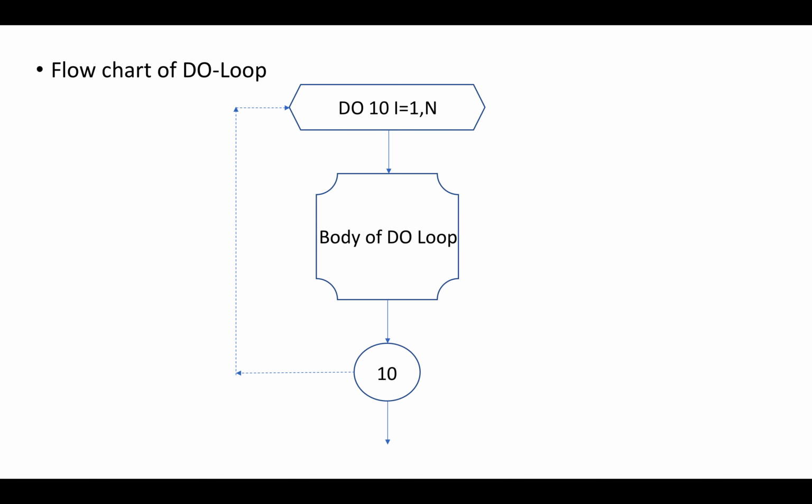Now, how to represent this do loop in a flowchart. We have a hexagonal symbol for the do loop, and we write do 10 I from 1 to n, and by default I step is not mentioned, so it is 1. Inside this symbol we have the body of the do loop, and for 10 continue, the label number 10 is written inside a circular symbol. The outer body of the 10 and the hexagonal symbol are connected by dashed arrows, and the inner body is connected by solid arrows. Flow is from top to bottom. So this is how we represent a do loop in a flowchart.